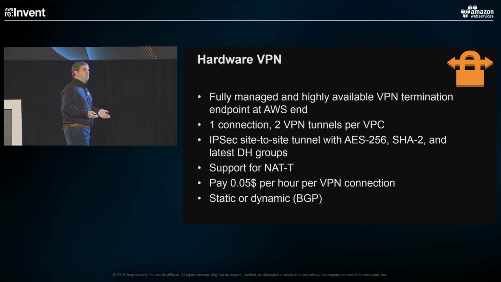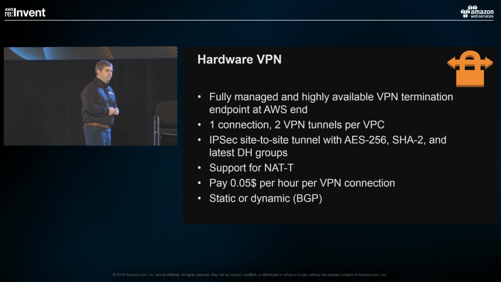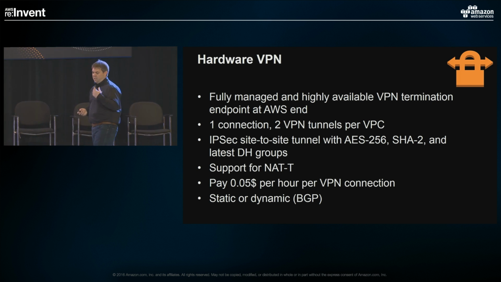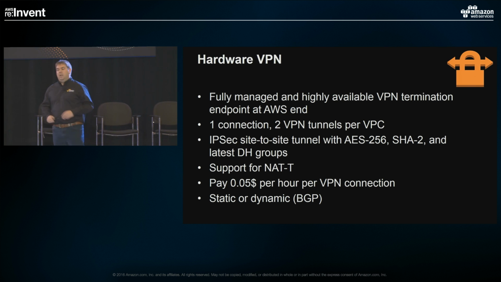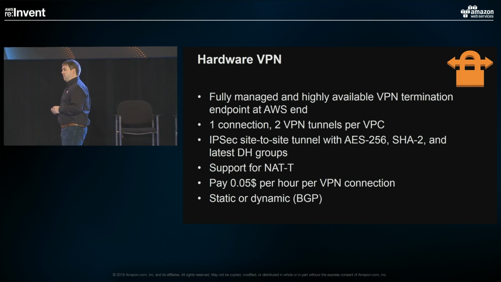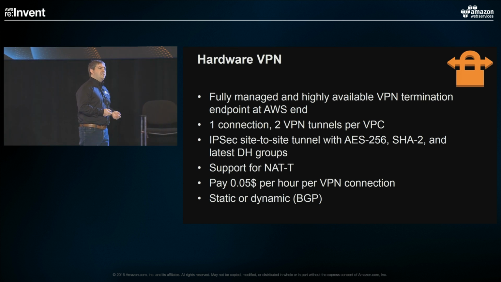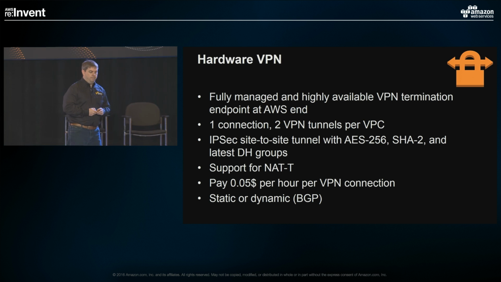Each of those tunnel endpoints terminates in a different availability zone. It's a standard IPsec tunnel. So there's nothing unusual about this. It supports standard encryption options, supports AES-256, SHA-2, and also we do now support NAT traversal as well. So if the customer gateway on your side of this connection is actually already behind another router that is doing some address translation, that's fine, that'll work as well.